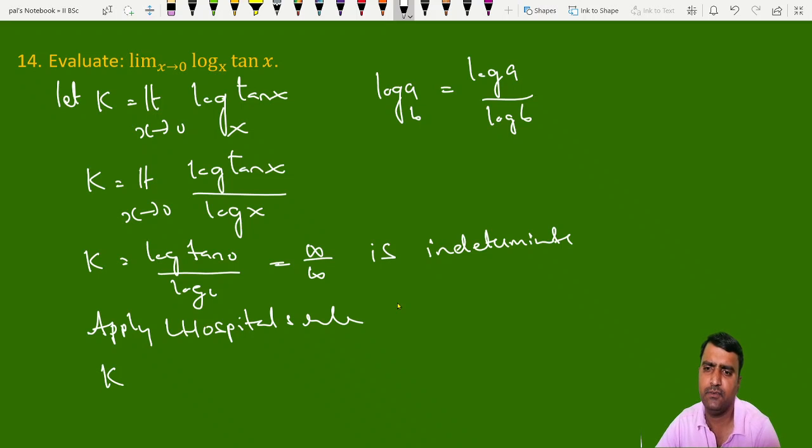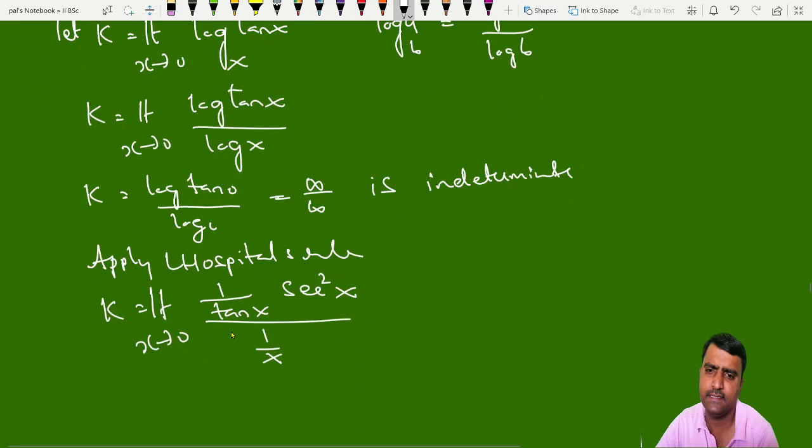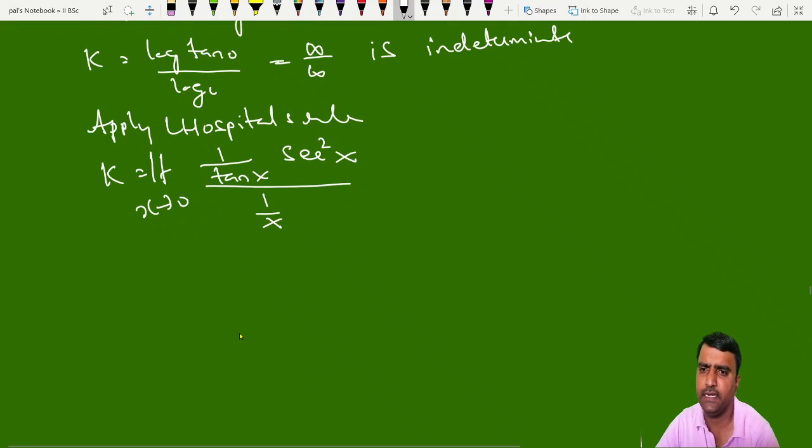So then k is equal to limit x tends to 0, differentiate log tan x. It is 1 by tan x into differentiation of tan x, which is secant square x. This is divided by the differentiation of log x, which is 1 by x. So now you can write k is equal to limit x tends to 0. You see this x comes to the numerator because it is in the denominator of the denominator, so it is x by tan x.